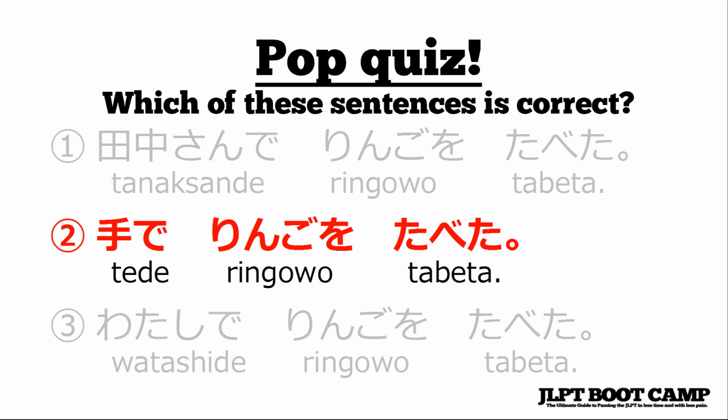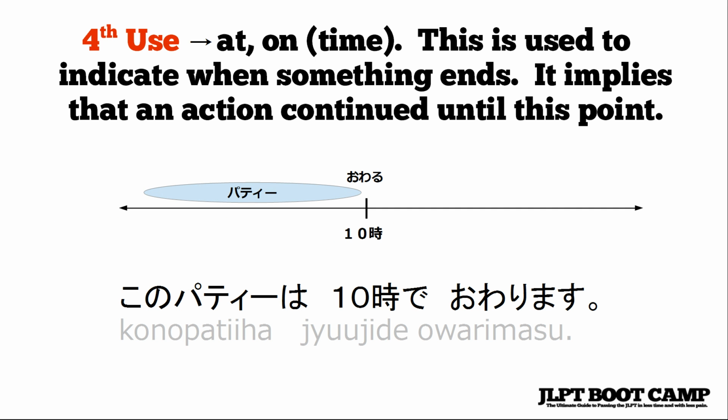So, all right. The fourth and final use, at, on, time. And this is used to indicate when something ends. We use de for that. It implies that an action continued until this point. So for example, "Kono party wa 10 de owarimasu." The party ends at 10 o'clock. So the party was going on, and then at 10 o'clock it finished.